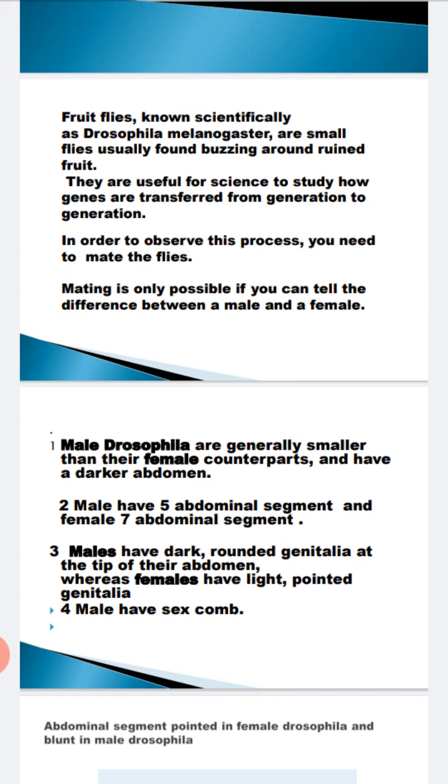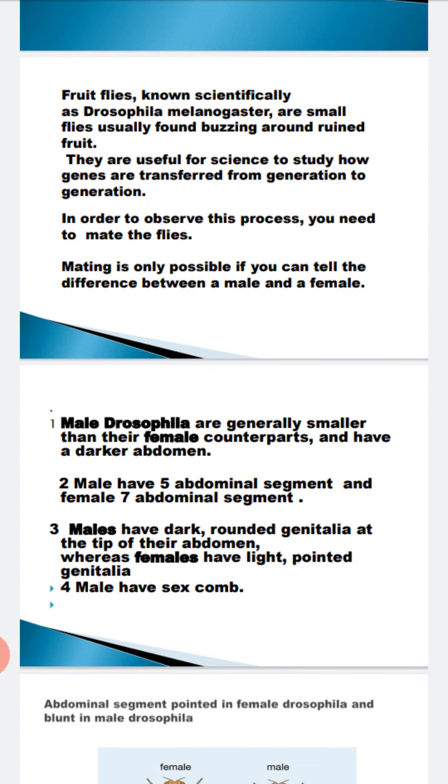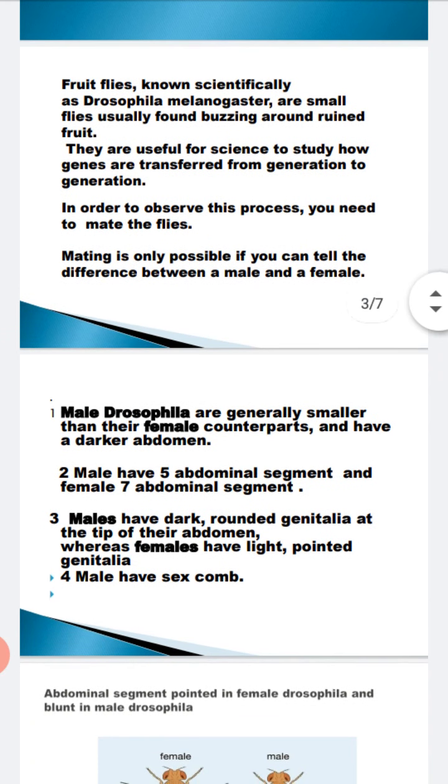First, the male Drosophila are smaller in size than the female counterparts and they have a darker abdomen. Second, the males have only 5 abdominal segments and the females have 7 abdominal segments. The males have dark rounded genitalia at the tip of the abdomen, called the claspers, while in females it is pointed genitalia.